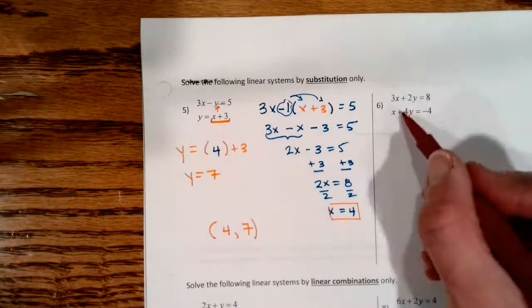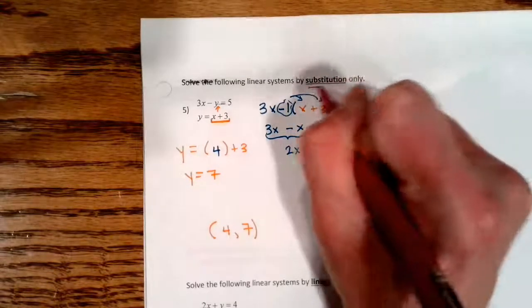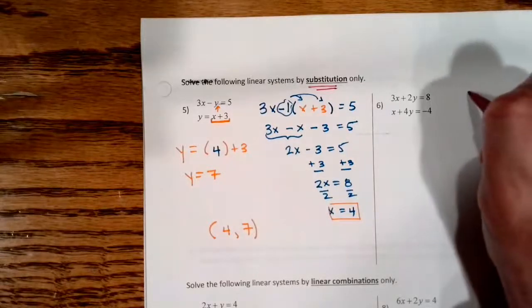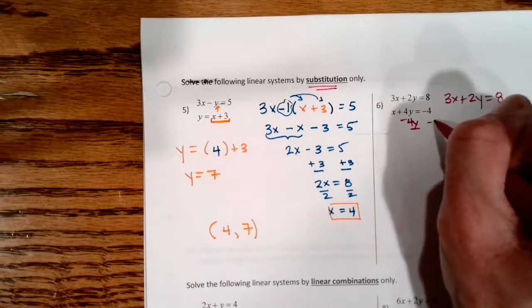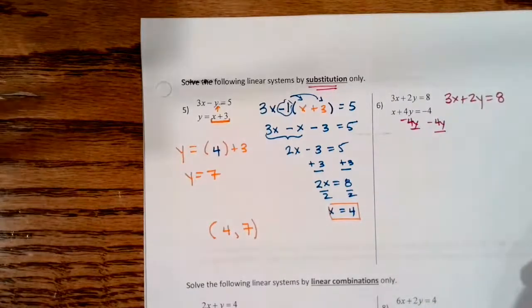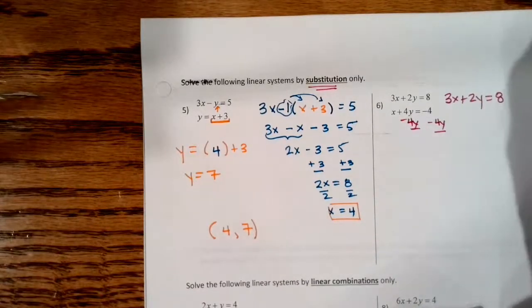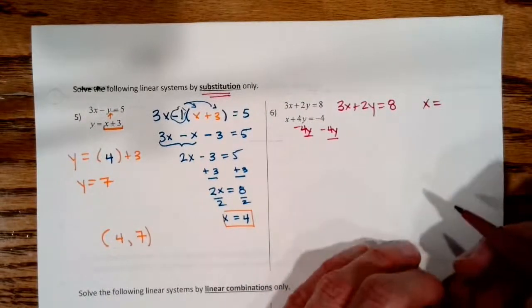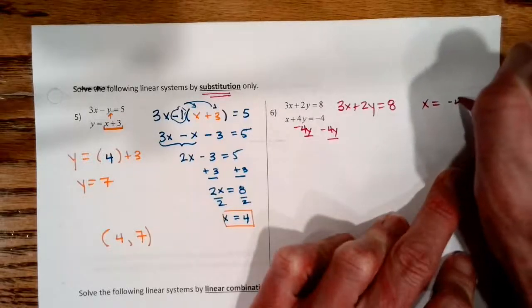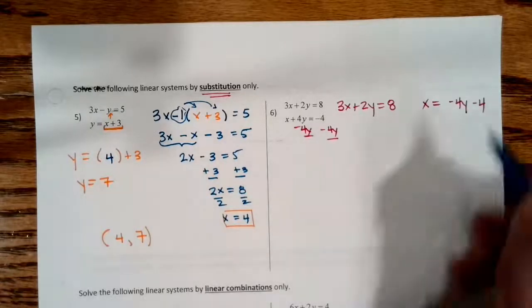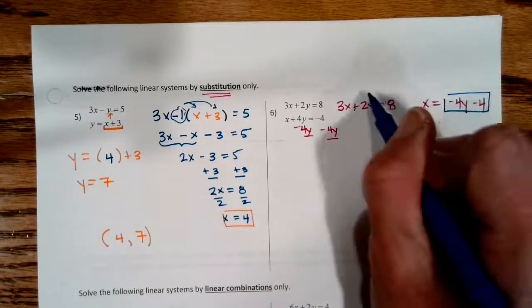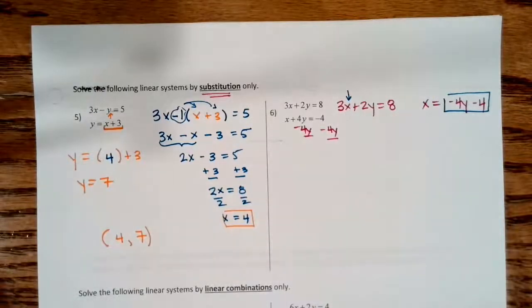So this one, I don't have a variable isolated, and it says substitution, so I have to follow the rules. So I'll leave 3x plus 2y is equal to 8 as is, but I'm going to solve for x by subtracting 4y from each side. So that's going to give me x is equal to negative 4y minus 4. So now that I have that value for x, I can put this into this equation to help me solve.